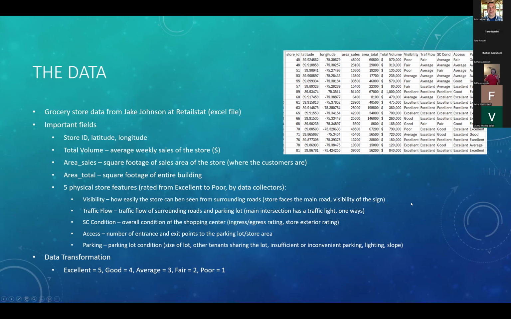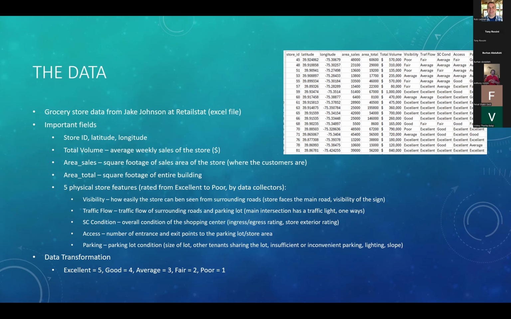So visibility, this is how easily the store can be seen from the surrounding roads. It also looks at where the entrance of the store is facing. Is it facing the main road or not? Is the sign easily visible or not? Things of that nature. Traffic flow has to do with how cars are getting around the store and in the parking lot, how easily they can do that. It looks at if there's a lot of traffic lights in the area, if there's one-ways.